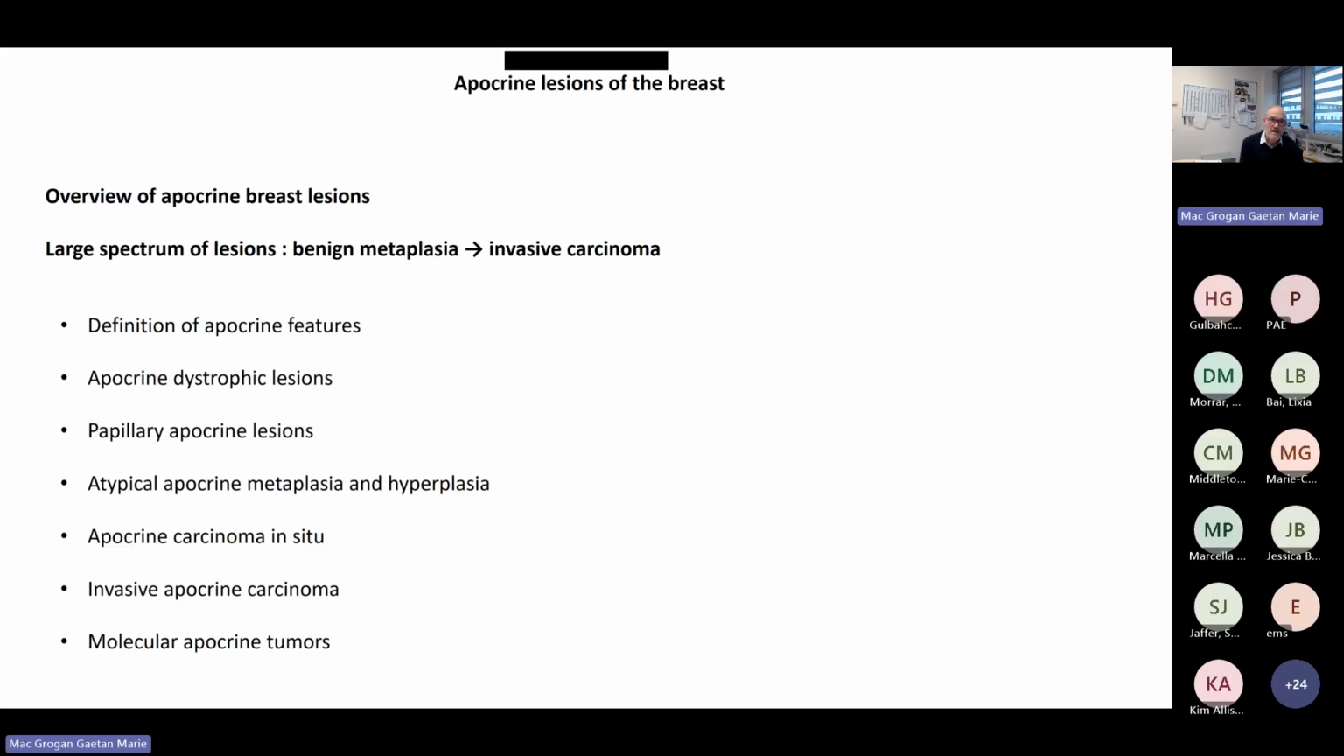Well, first of all, this is a short overview of apocrine breast lesions. It's a large spectrum of lesions going from benign metaplasia to invasive carcinoma. I'm going to first of all talk about the definition of apocrine features, and then I'm going to review all these different types of lesions, and we'll end the talk with the more molecular side of the apocrine tumors called molecular apocrine tumors.